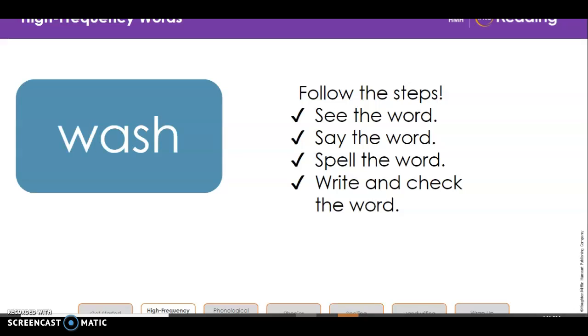Our last word is wash. Look at the word. Repeat the word after me. Wash. Wash. Please wash your hands before dinner. Say the word again after me. Wash. Look at the letters in the word. Let's spell it out loud together. W-A-S-H.